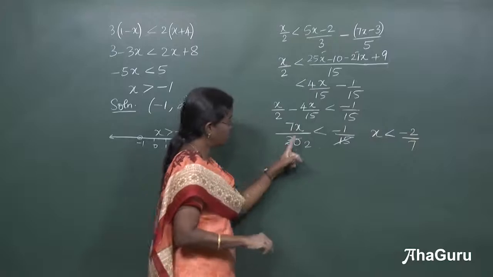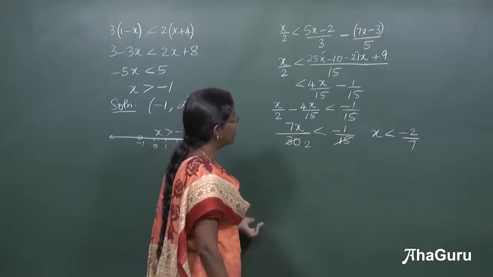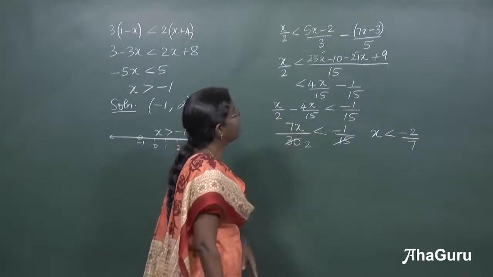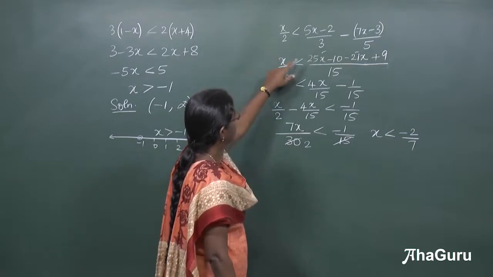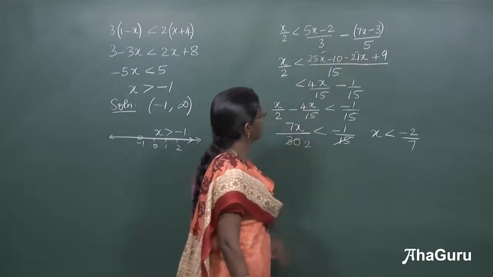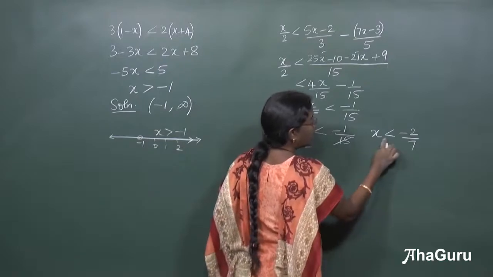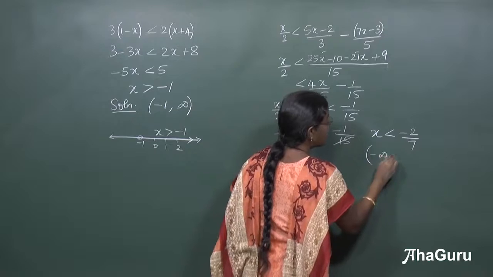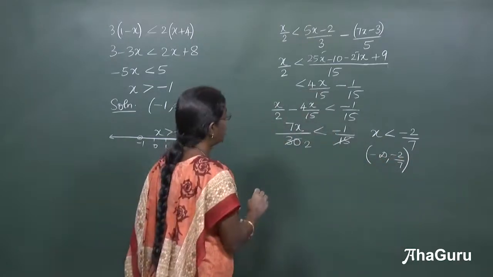I am just transforming only a positive constant, so the inequality does not change here. So it will just become x is less than minus 2 by 7. Okay, right. Now when I write it as a solution, it will become x less than minus 2 by 7. As an interval, it is going to be minus infinity to minus 2 by 7, okay.